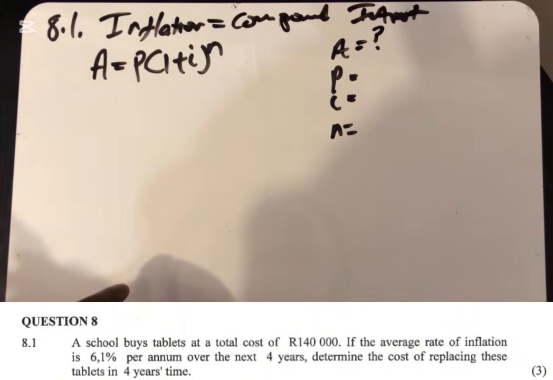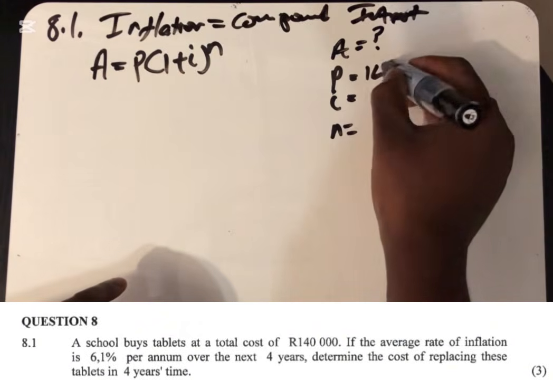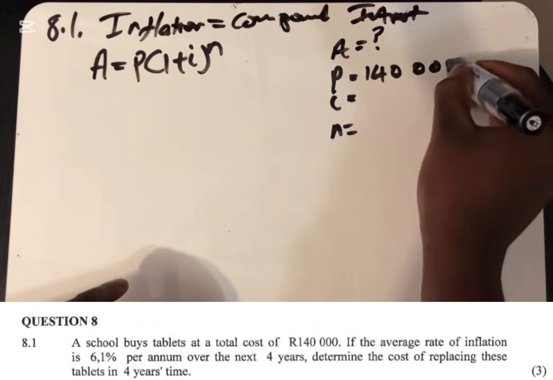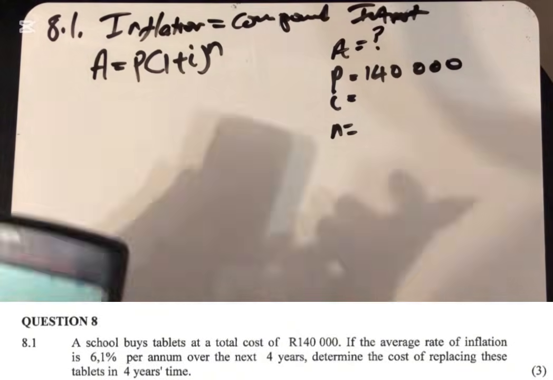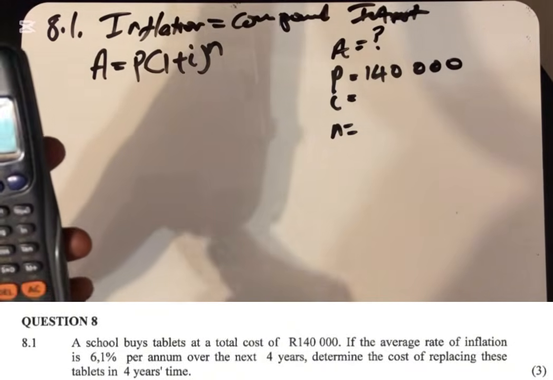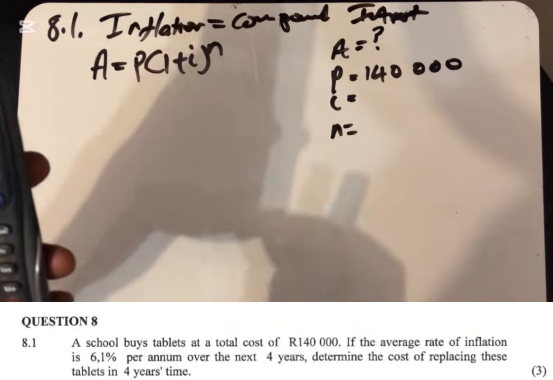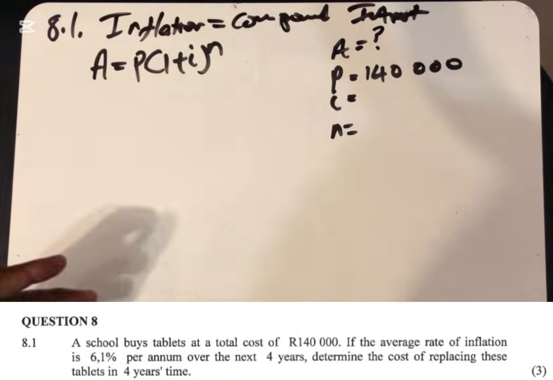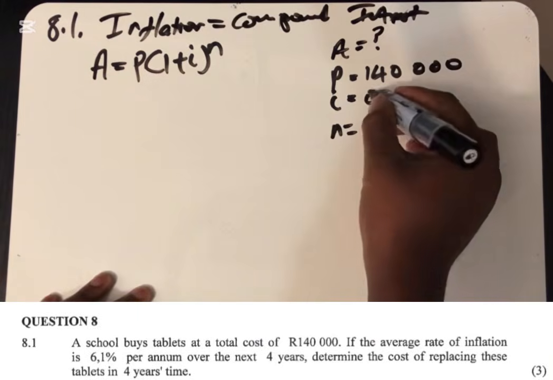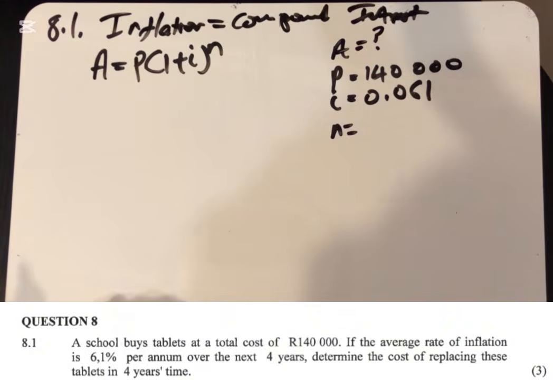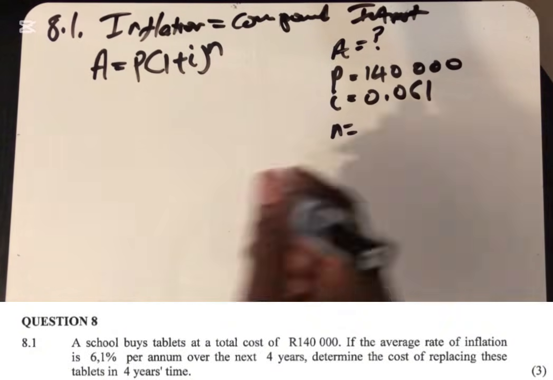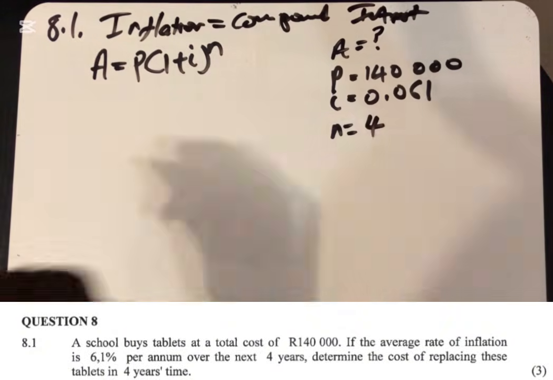P, the principal amount, is 140,000. And then i is our interest rate. If you check, our interest rate here is 6.1. We don't write 6.1. You must always say 6.1 divided by 100. We found that is 0.061. And the number of years, in this case, we have 4 years.